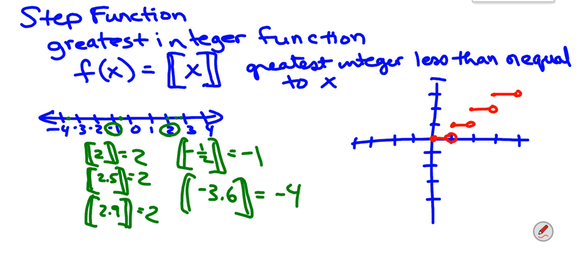And same thing if you graph it going backwards. At 0, it's 0, and negative a half, negative 0.9, negative whatever is all going to be negative 1. Open circle here, and it goes like that, as we look at that.